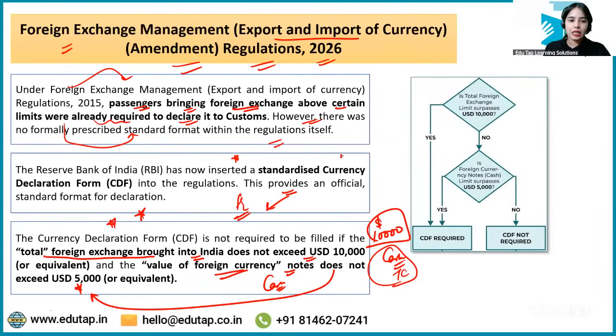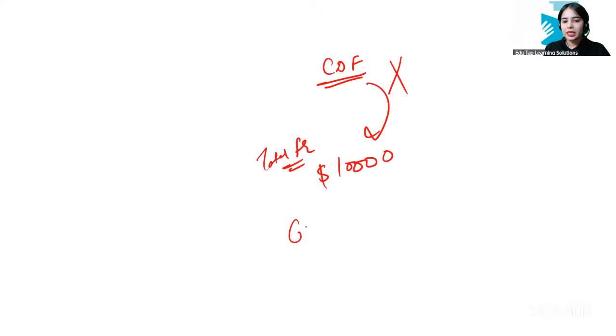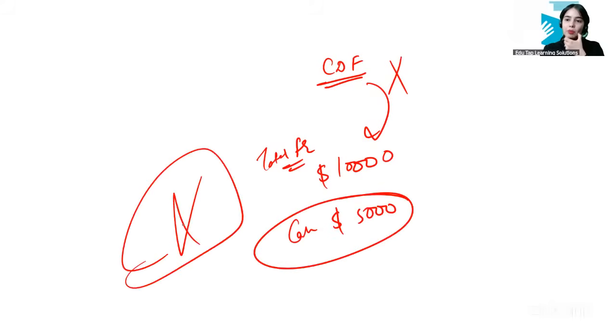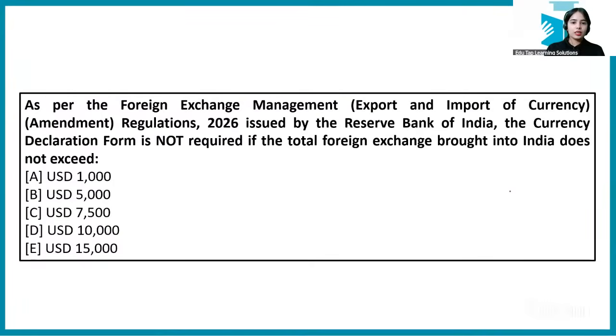So basically, before there was no set format. Now the RBI has said that a currency declaration form will be provided, and you have to fill it. You will not be required to fill the currency declaration form if you are bringing total foreign exchange of up to $10,000 only, and if you are bringing cash of up to $5,000 only. But if you are bringing more than this, total foreign exchange more than $10,000 or cash more than $5,000, then you will have to fill the currency declaration form. Through this, it has been very nicely said whether the CDF is required or not required. Okay. Chalo. Very easy. I think there should be no problem in this particular article.